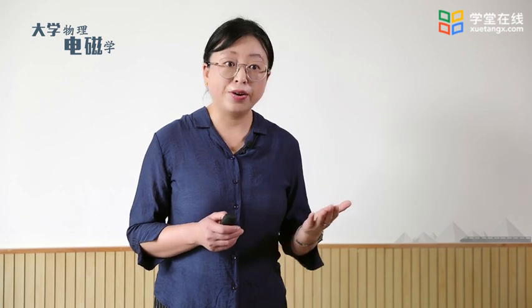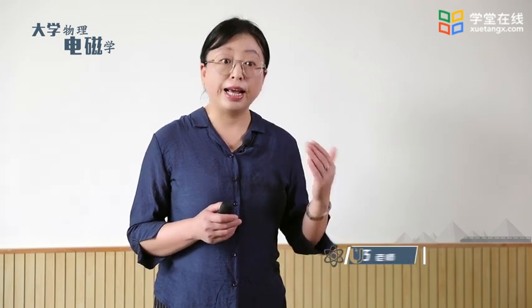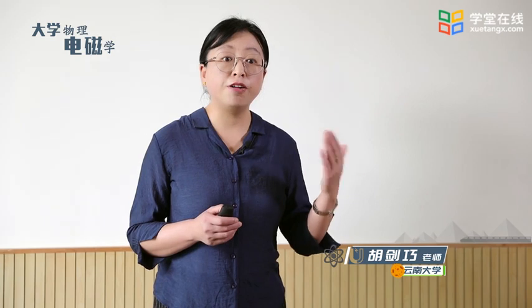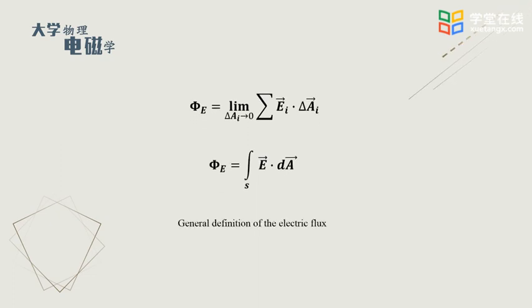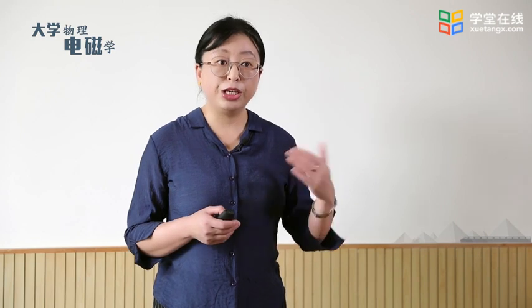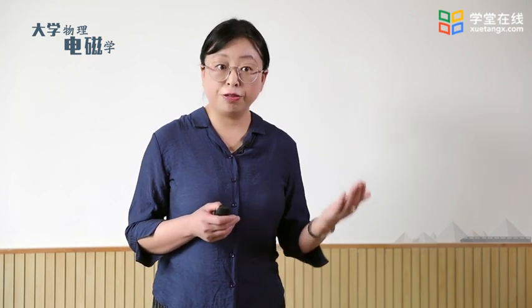How to get the accurate calculation for the electric flux through any shaped surface in a non-uniform field? If the area of each element approaches 0, the number of elements approaches infinity, and the sum is replaced by an integral. Therefore, the general definition of the electric flux is the integral of the electric field over the entire surface. Next, let me introduce a closed surface in the electric field.